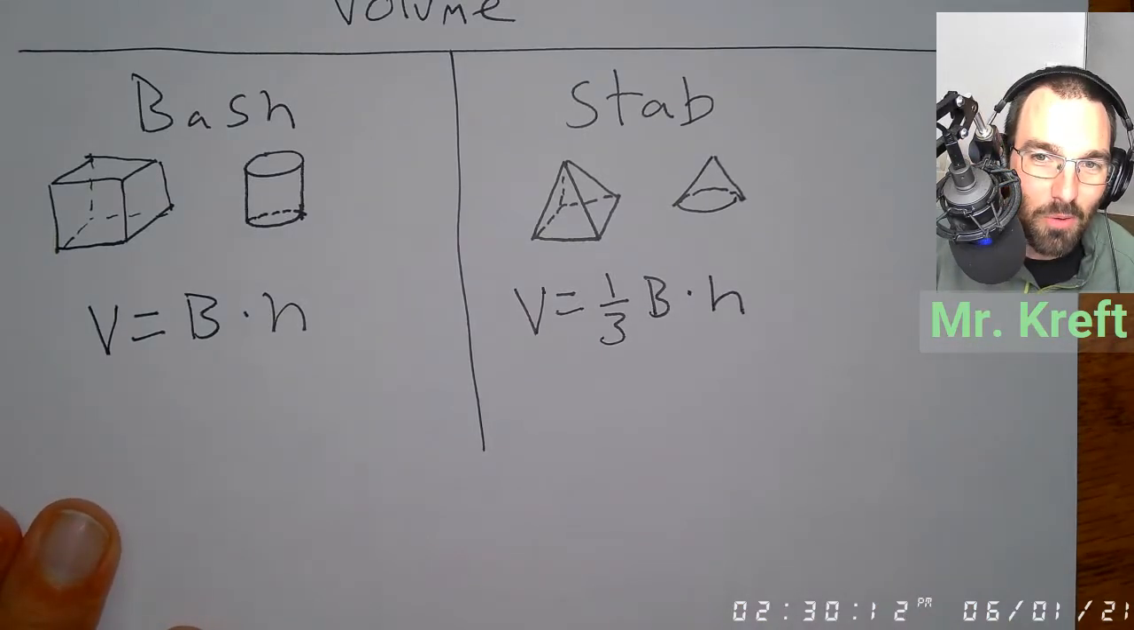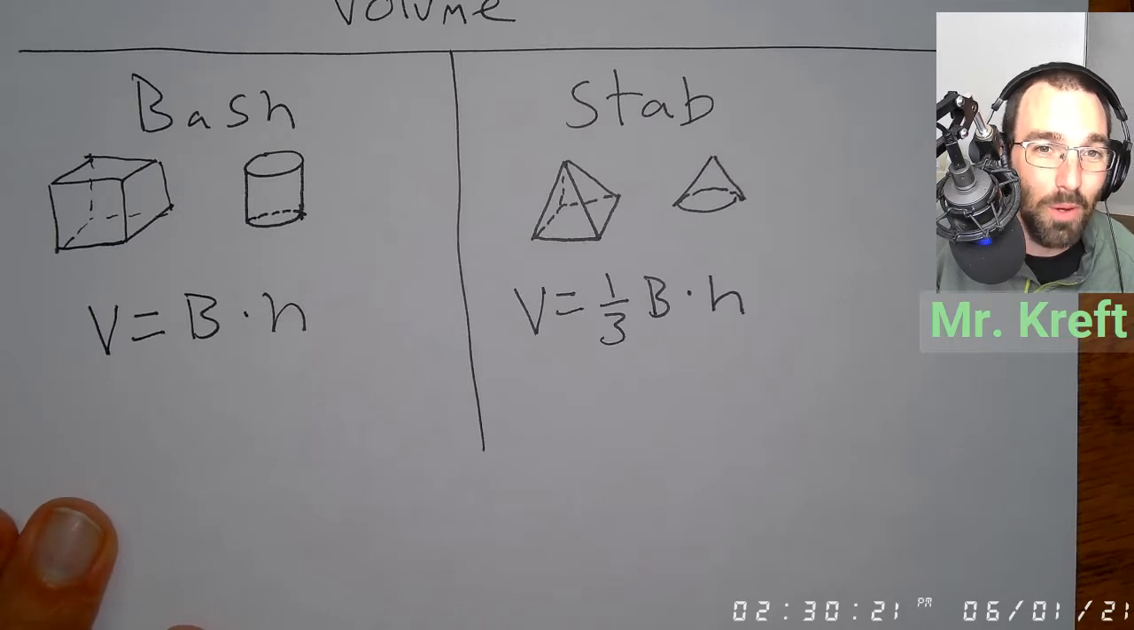Okay? So, boom, there you go. If you stab someone, they will lose 1/3 of their blood. Bam. That's how you remember stabby shapes are 1/3 the area of the base times the height.